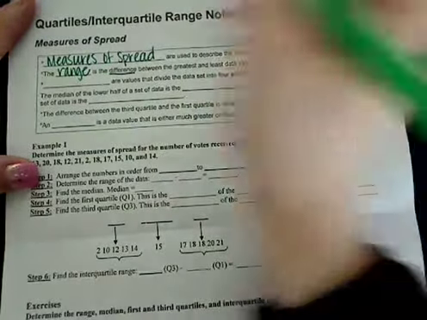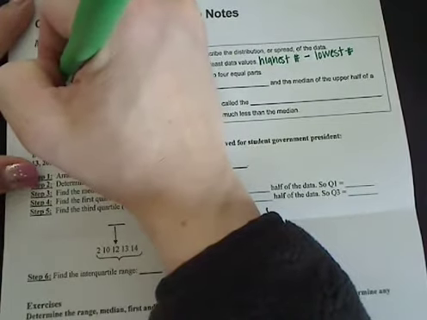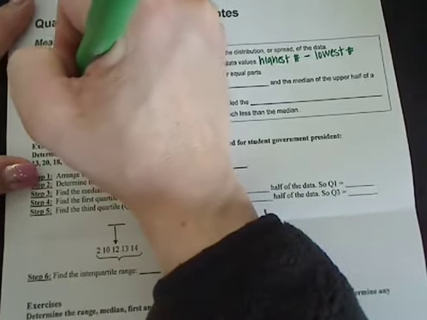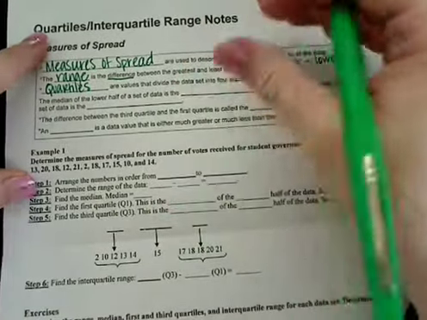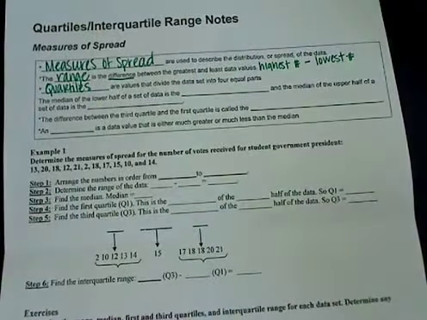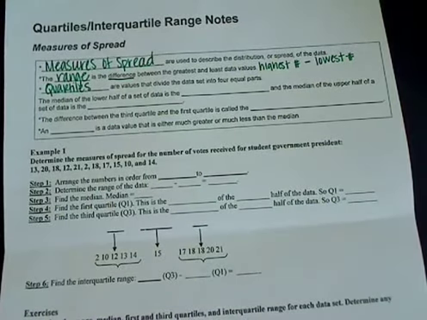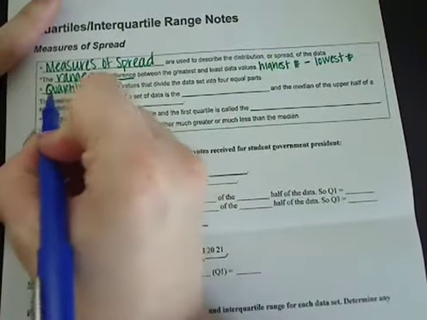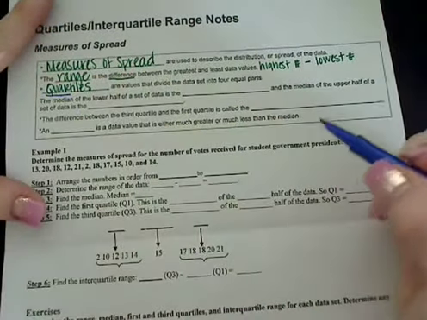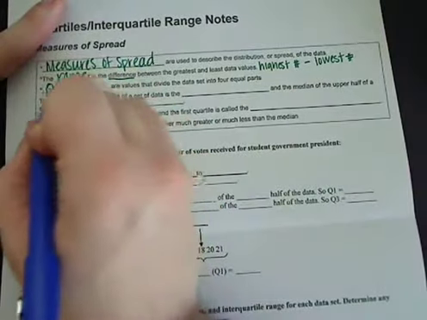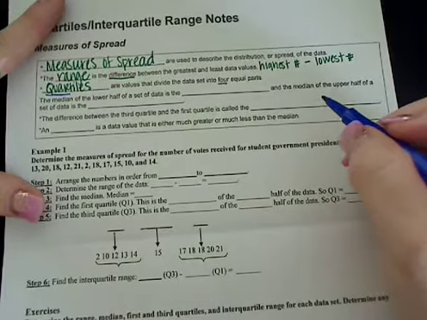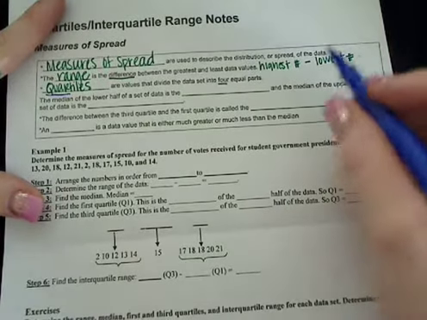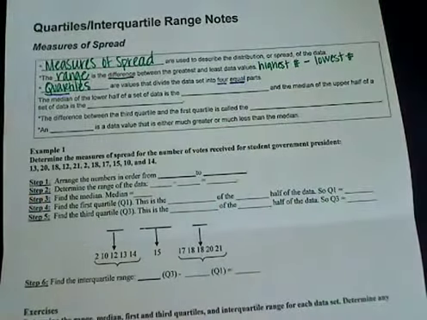Our next one is going to be quartiles. If you can't read that, it's also right up here at the top. So quartiles are values that divide the data set into 4 equal parts. Well, if you look at this, quartiles, this prefix right here means 4. Okay, so that can help you remember. Quartiles divide the data into 4 equal parts.